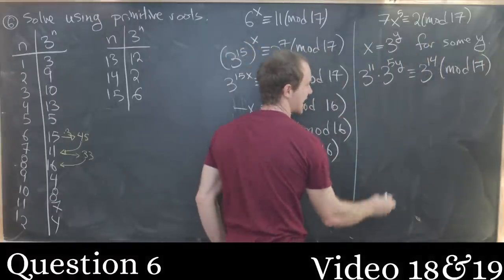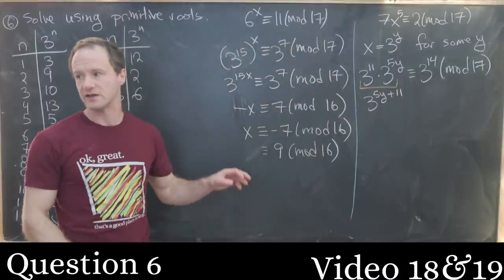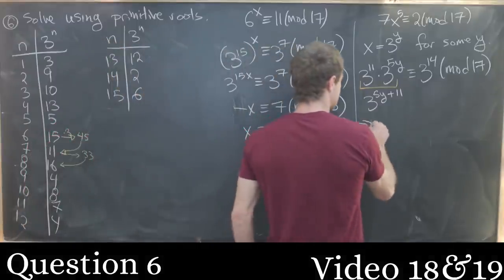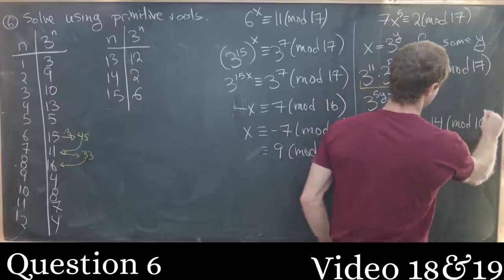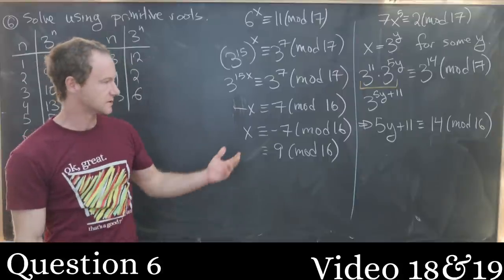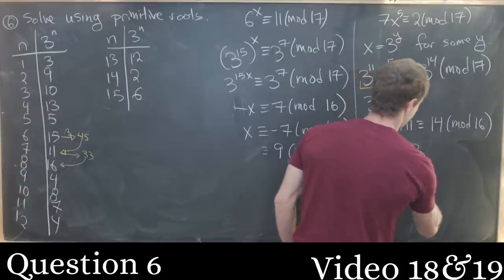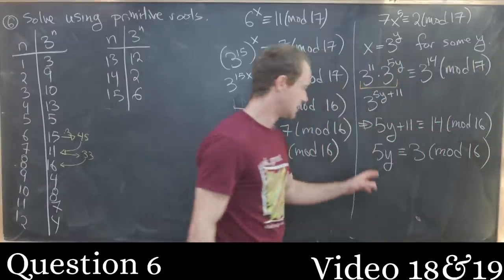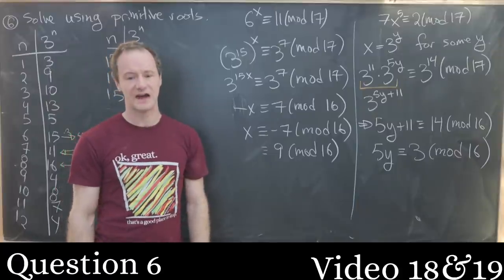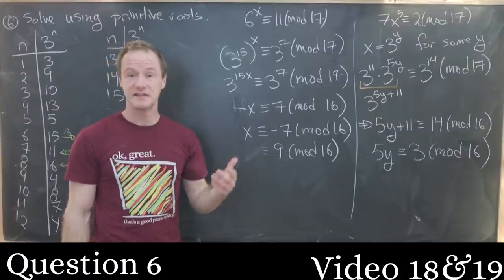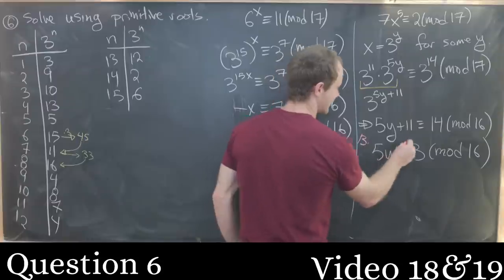But now you can smush these together using exponent rules. That gives us 3 to the 5y plus 11. But now you can take the discrete logarithm or the index, and that's going to give us 5y plus 11 is congruent to 14 modulo 16, right? Modulo phi of 17. Okay, so now what can we do? We can just do arithmetic, right? So this means 5y is congruent to 3 modulo 16. But now what's 5 inverse mod 16? So maybe 5 times 13 is 65. Yeah, and 65 is one more than a multiple of 16, right? It's one more than 64. So let's multiply both sides by 13.